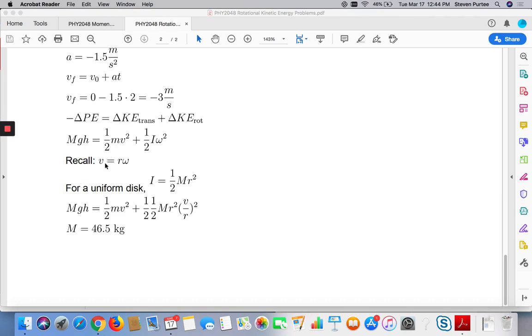So we just plug in V equals r omega, which means omega is V over R. Plug in our moment of inertia for a disk, 1/2 mr squared. We look that up in a table. Plug in all of our values. We just found V. It's -3. That's not going to matter because we squared it. That'll just be 3. And we solve and get mass is 46.5 kilograms.